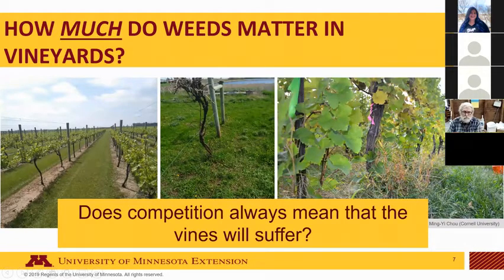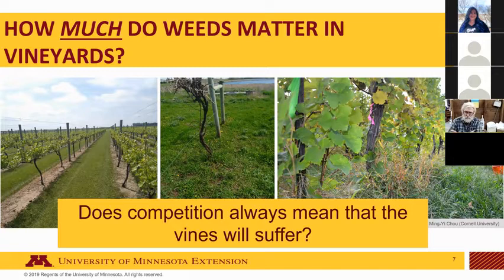Okay, so I was just talking about competition and how weeds or any vegetation that's growing underneath the grapevines is going to be competing below ground for things that grapevines need in order to produce fruit and in order to maintain their canopy, such as water and nutrients. But that doesn't necessarily tell us how much that competition by the weeds matters to the vineyard? Because just because a weed is competing for things below ground, that doesn't necessarily mean that it's going to compete so much as to threaten the yield and the vegetative vigor that we need to produce grapes.